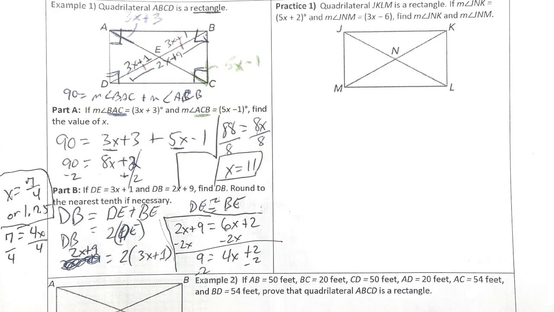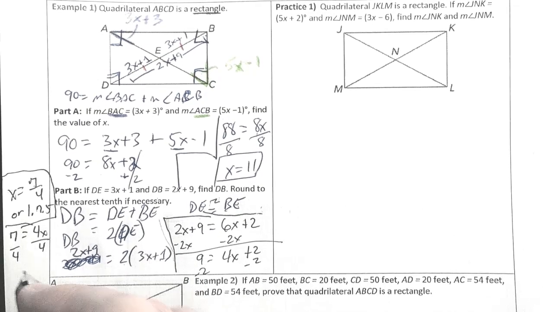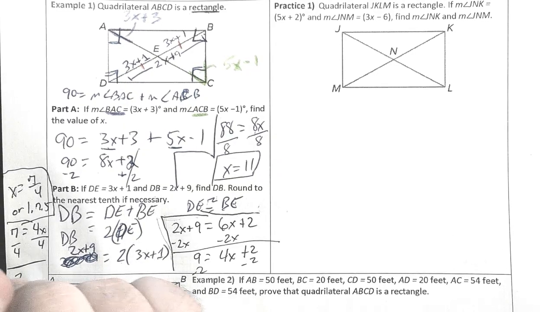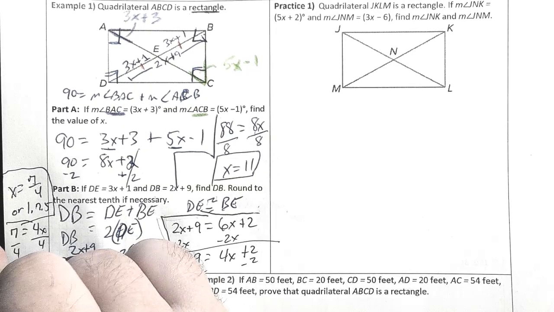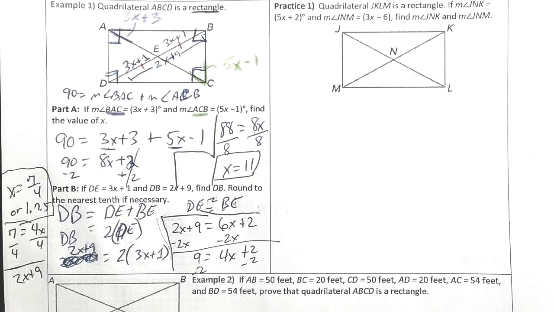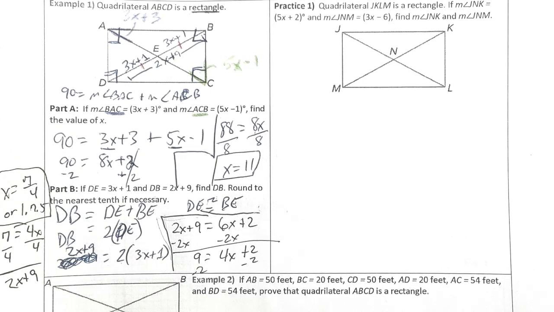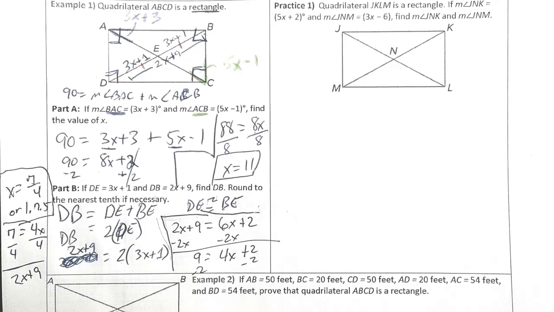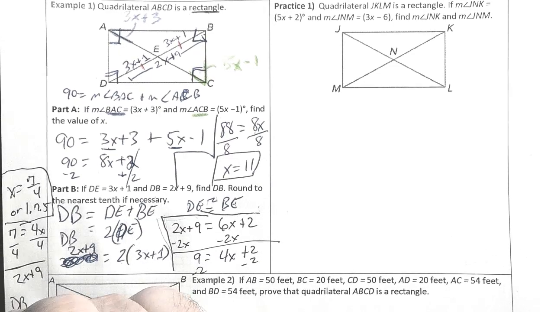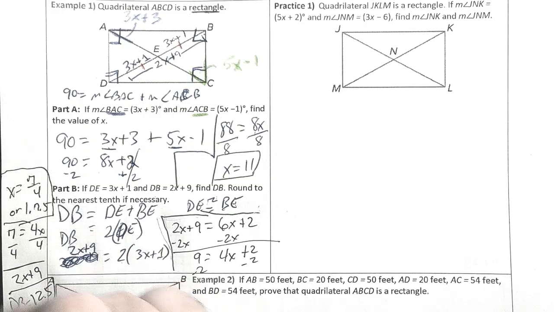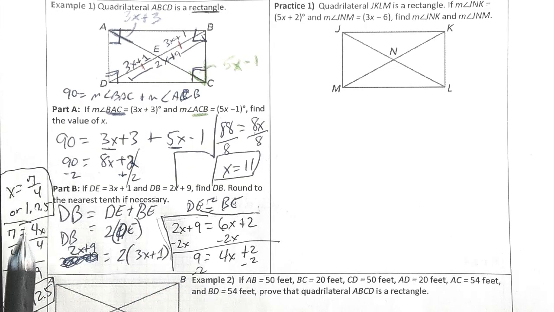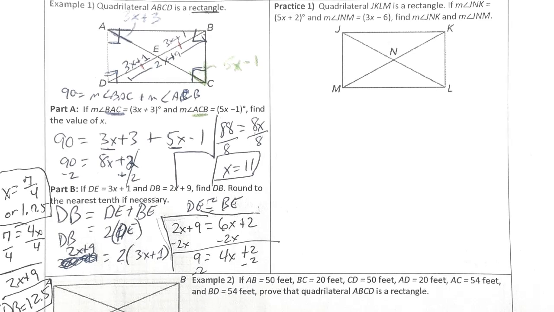And they want DB, so underneath, DB was 2x plus 9. So 2 times 1.75. We're going to put the calculator in here so we can make some room. So 2 times 1.75, that's 3.5. 3.5 plus 9 is 12.5. So DB equals 12.5. So we had to come all the way down here. Just know that I plugged in 1.75 for x here. We're way out of room.